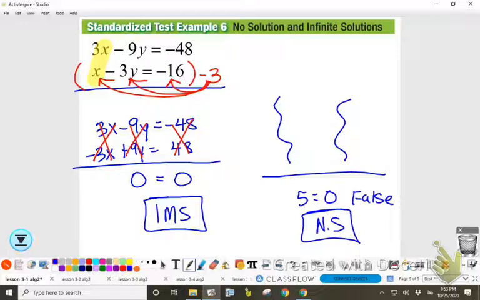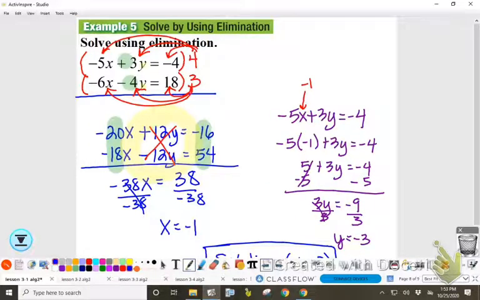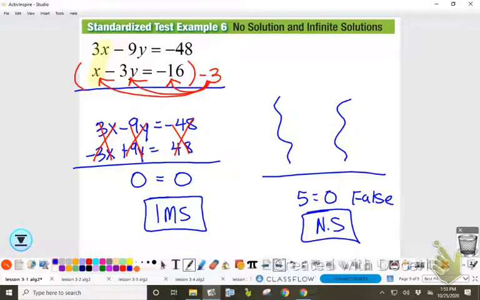So those are the three types that you could still have using elimination. You can have an exact point, like this one. You can have infinitely many, or you can have no solution. And that completes 3-1, day 2.